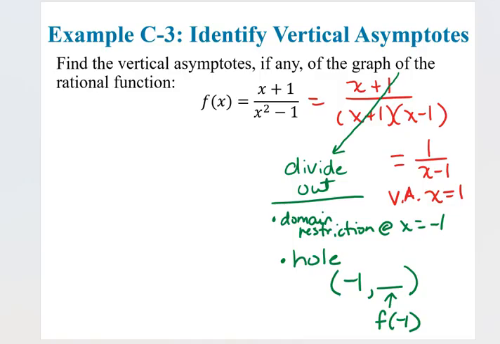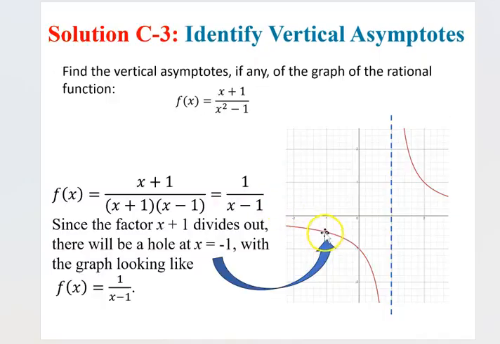So if I go to the graph, again, you can use any graphing software package you want. Notice there's going to be a hole right here at -1. Here's your vertical asymptote at 1. Here's your hole at -1. Very important that you know what the hole looks like.